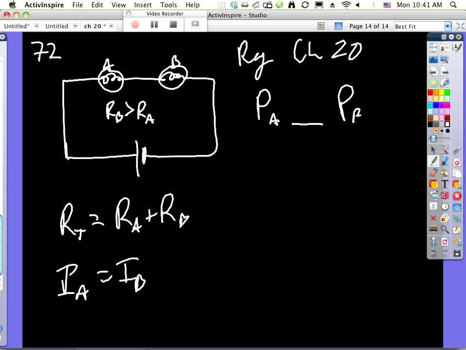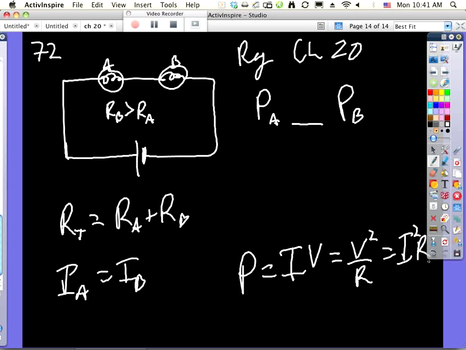Okay, if that's true, then what I do is I say, well, how does PA compare to PB? Well, what equation should I use? We know that there are three equations for power. What's the base one? This one's on your formula sheet for sure. P equals IV.